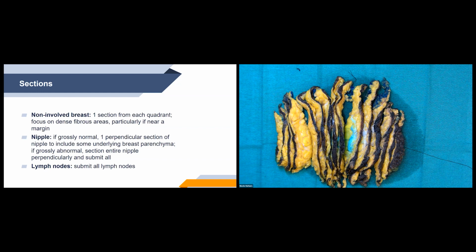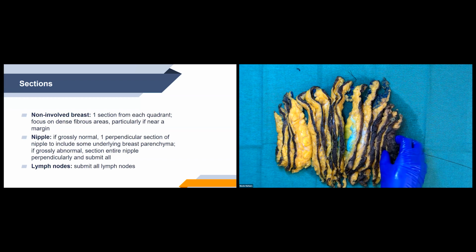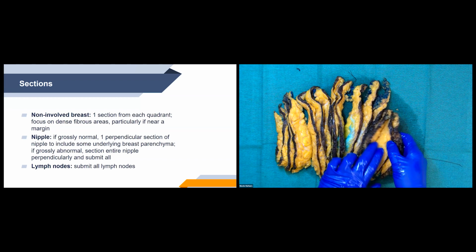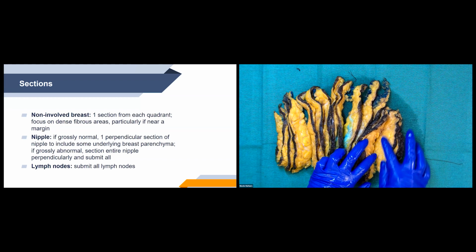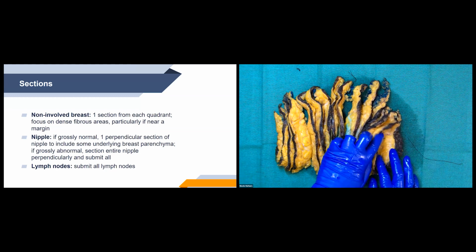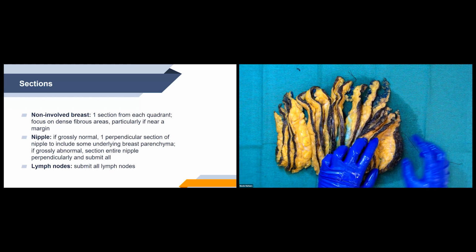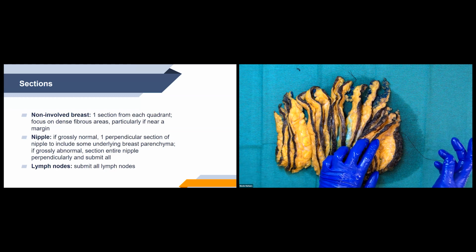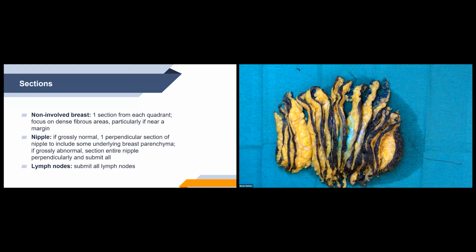And then for the nipple, if it's normal, I'll do 1 perpendicular section. If it's abnormal, then I'll submit the entire nipple perpendicularly. If we find any lymph nodes, we'll want to submit all lymph nodes. So sometimes you can find interparenchymal lymph nodes, especially within the lateral aspect of the breast. So just keeping that in mind. And then as well, if we have the axillary tail dissection, we assume that we would find some lymph nodes in there.